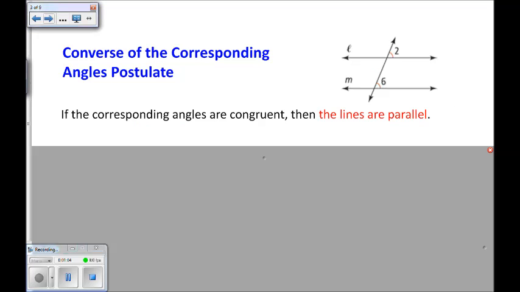So the converse of the corresponding angles postulate says if the corresponding angles are congruent, then the lines are parallel. And just like in the last section, this is a postulate, so it doesn't need to be proven. We're going to take it to be true without a proof, and we can prove the other ones from this one.